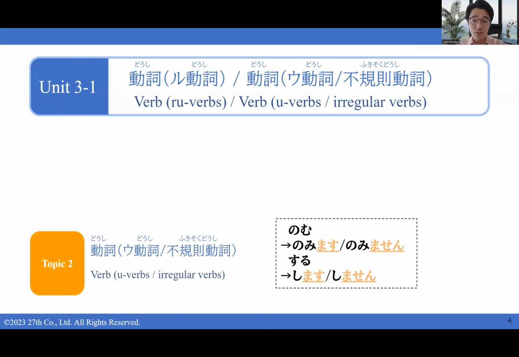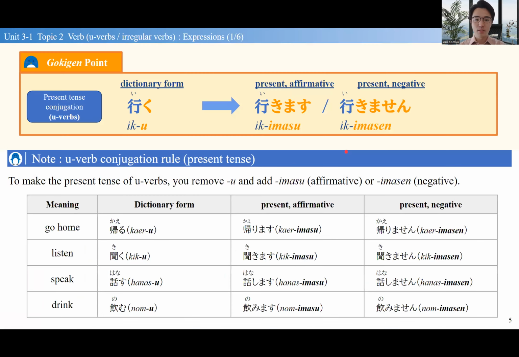In the next topic, topic 2, we're going to be looking at the other two types of verbs, so u-verbs and the irregular verbs. So u-verbs are the verbs that end with the u sound. One example is iku, to go. It's ending with the u sound. So the rule can be a little bit complicated for the u-verbs. The rule for u-verbs is that you focus on the u sound at the end. For affirmative, replace the u with imasu.